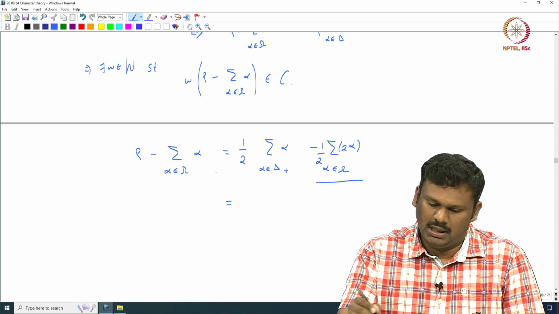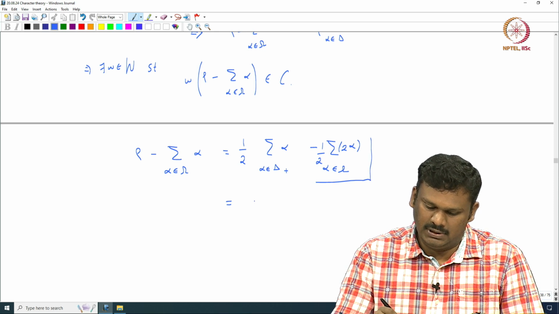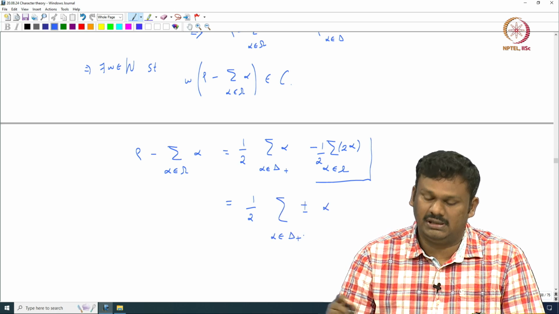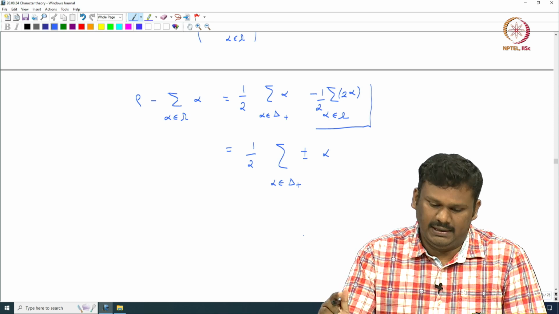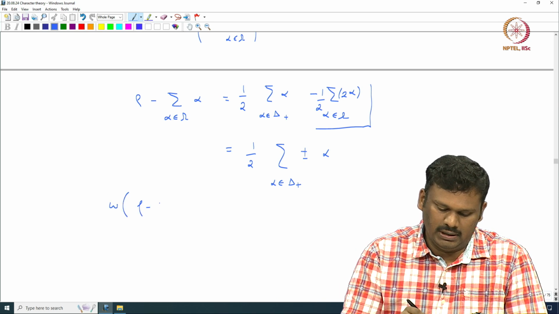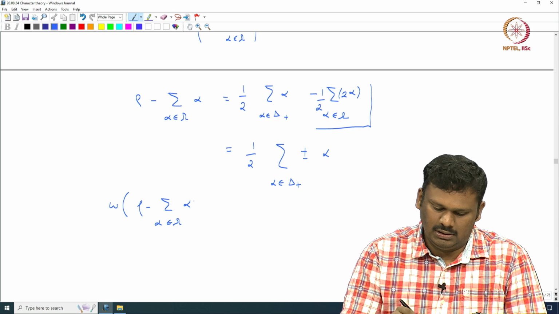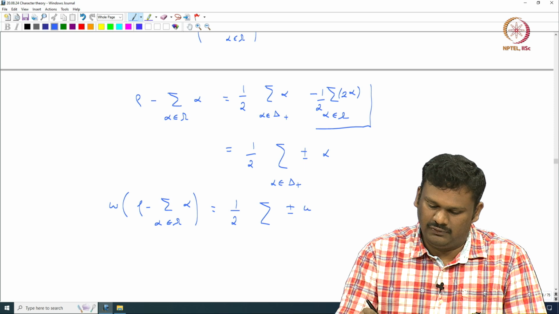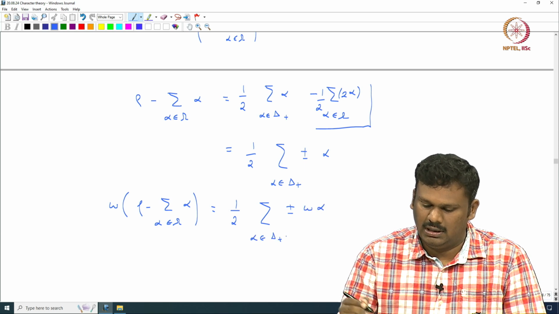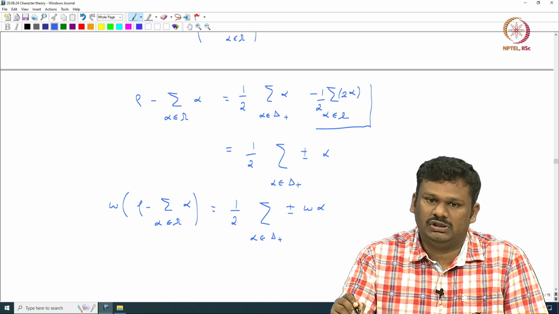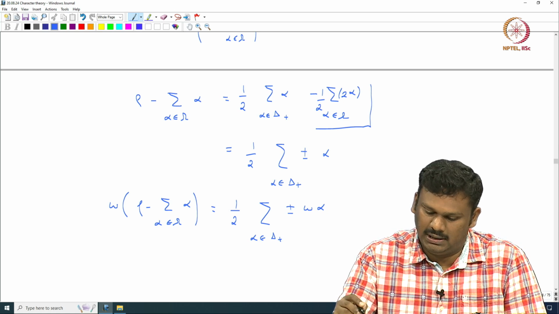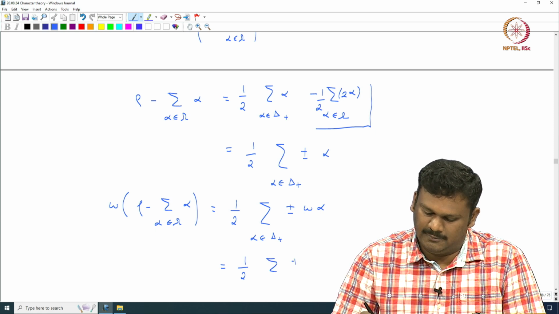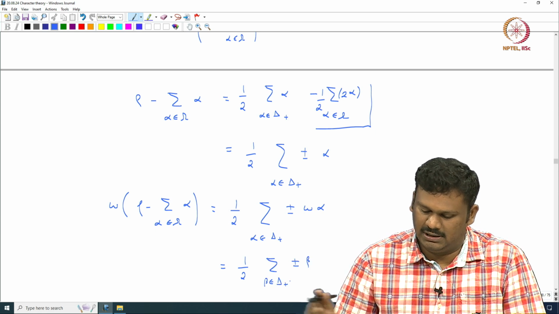In particular, if you carefully analyze this sum, this is exactly a sum of plus or minus alpha, where alpha comes from delta plus. Now if you apply W, what will happen? If you apply W on this element, then you can see that this is again a sum of plus or minus W alpha, alpha in delta plus. Now W alpha is going to be either a positive root or a negative root. Depending upon that, this is going to be again a sum of plus or minus beta, where beta comes from delta plus.